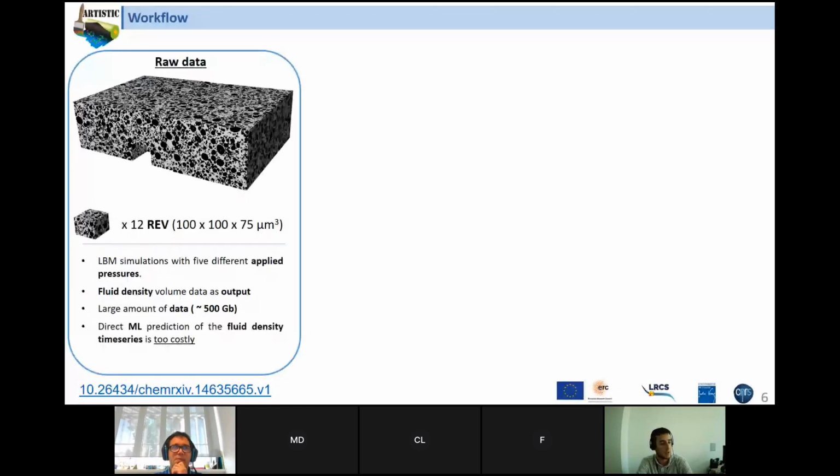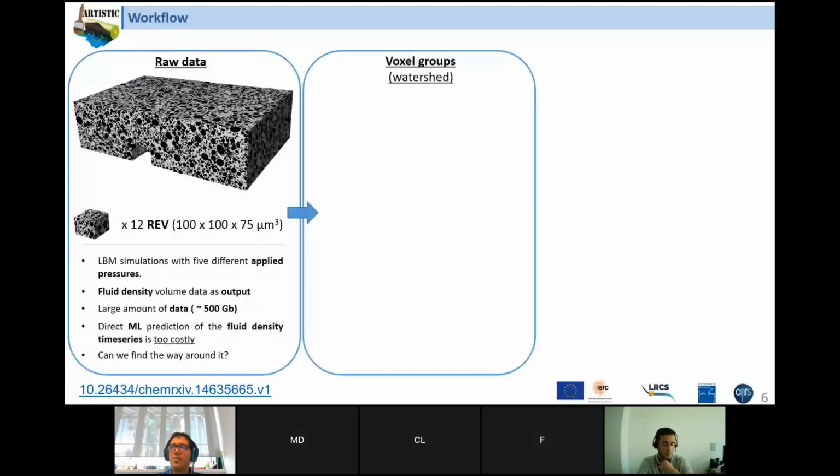So basically for us, it would be too difficult to train a machine learning model that is able to capture the evolution of the density of each of the voxels in the microstructure, right? So then what can we do to find a smarter way around this? Basically, the first thing that we did is to realize that these voxels, and concretely the pore voxels, where the fluid flow occurs, are not independent.